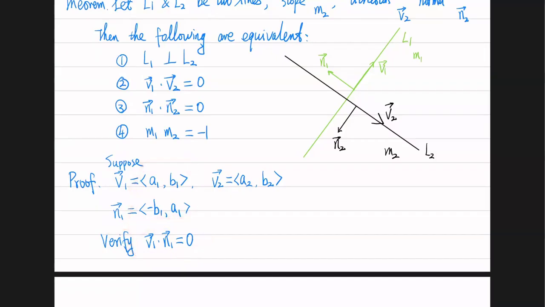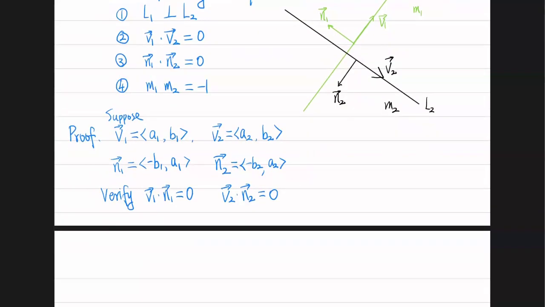Based on what we did over there, could you give me a normal vector for the second line? That would be negative B2, A2. You can also verify the dot product of V2 and N2 is 0. Okay, so that's the setup.